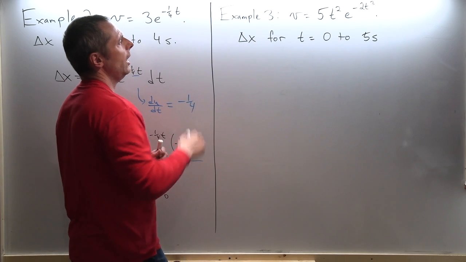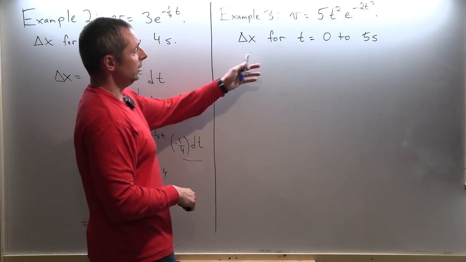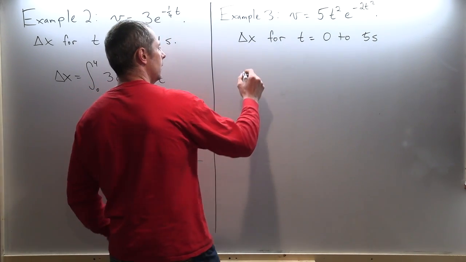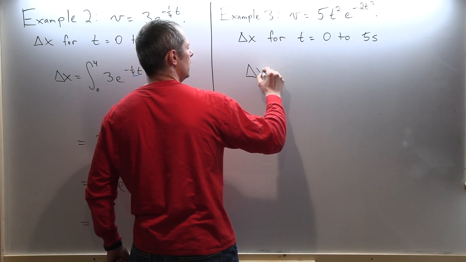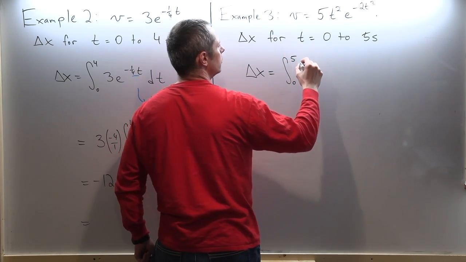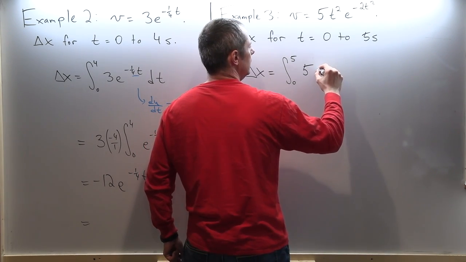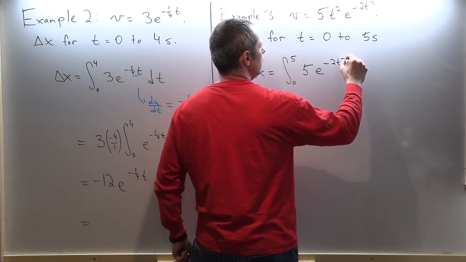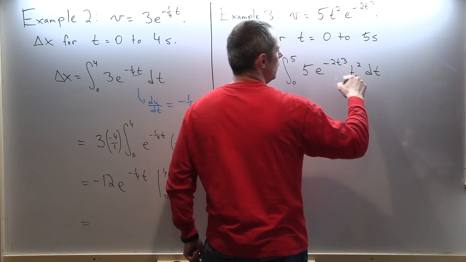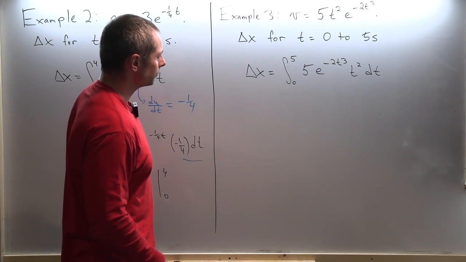Okay, so there's our velocity function, and we're looking for how far this thing goes from 0 to 5 seconds. So once again, delta x will be the integral from 0 to 5 seconds of this 5 e to the minus 2t cubed t squared dt. I moved the t squared over here. Maybe it'll make it a little easier to work with later.